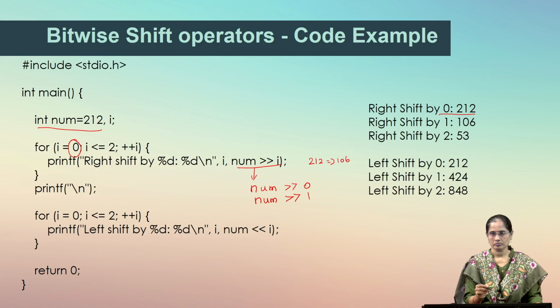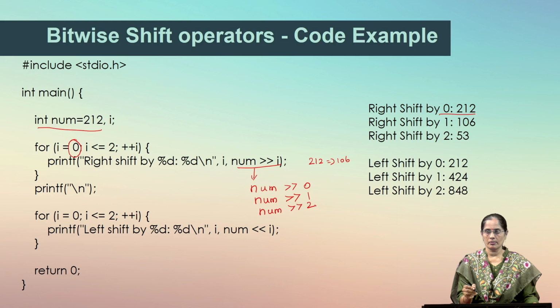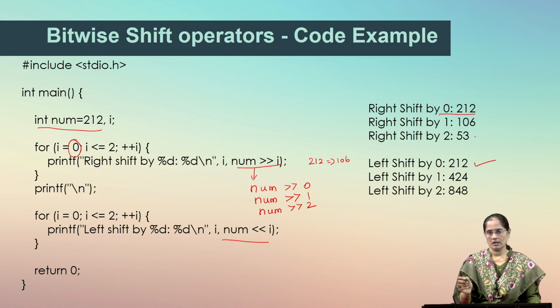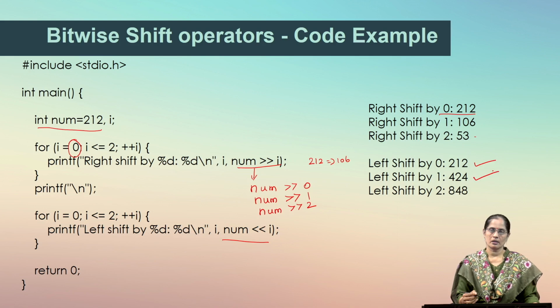which is division by 2, and again we right shift twice. On right shifting twice, the value becomes 53. In the same way, the same loop is carried out for the left shift operation. For the first time it is 0, so it is again 212. For the next time, left shift once, it is multiplied by 2, so it becomes 424, and then we get 848 for the next left shift.